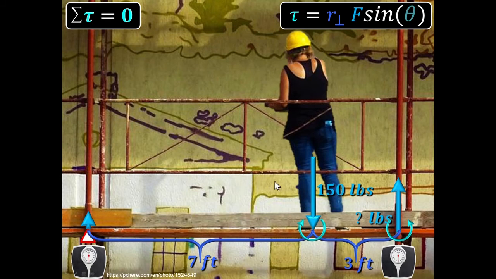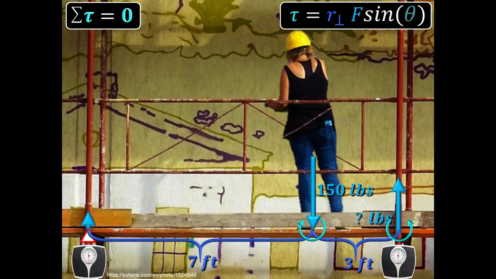But now let's change it up a little bit. Let's move this person over here to the right some. And so they're going to be 7 feet from the pivot point here, and this is not 3 feet, but 10 feet from the pivot over here. Now it might stand to reason that when this person gets closer to the scale here, there's going to be more force on it than when they were standing here. They won't be equal anymore.